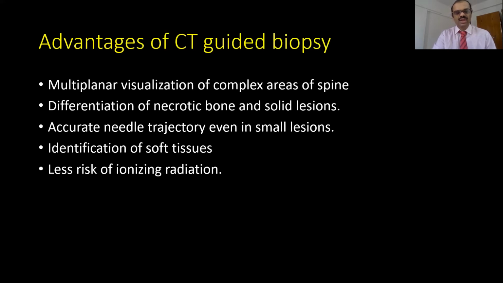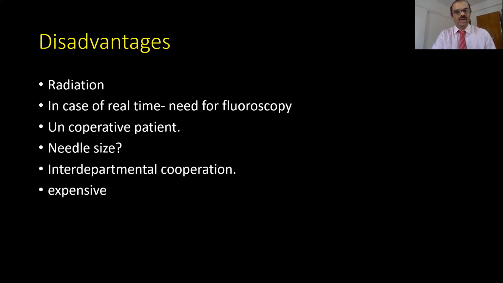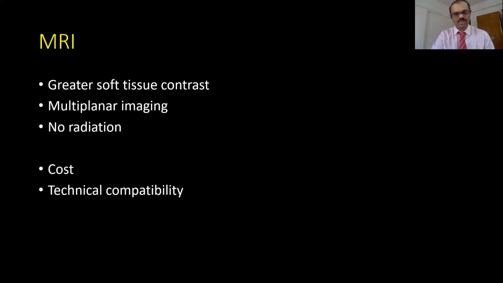CT-guided biopsy is another important option and a commonly practiced method. We can have multiplanar visualization of complex areas, we can identify even smaller lesions and soft tissue lesions clearly, and we can have an accurate trajectory of the needle. However, there are certain disadvantages. Again, CT scan also has some radiation risks. Real-time CT fluoroscopy is needed, and if the patient is uncooperative in a radiology department, proceeding with sedation and other things may be a little bit tricky, and you need to have coordination with the radiology department.